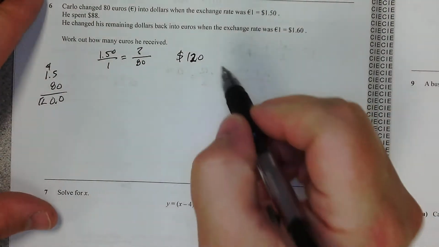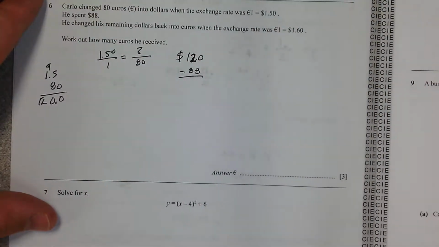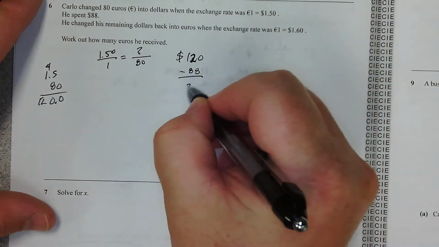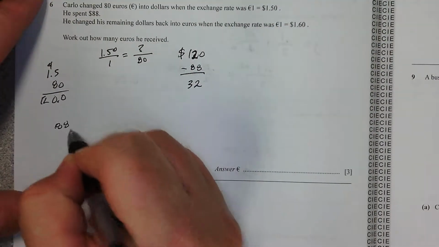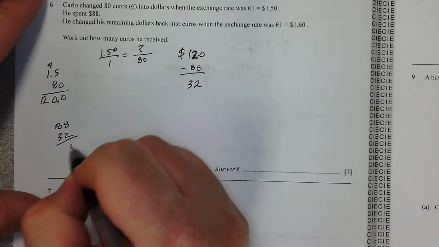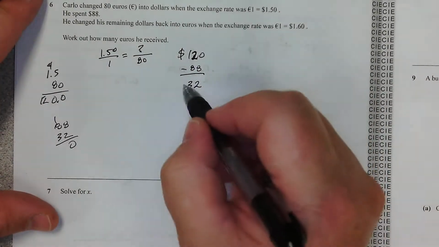All right, now, that's how much he had. So he spent $88, right? And so that's $32 left, I think. So let me make sure. 32, so no calculator test. Oh, look at that, 120. All right, so good. So he had $32 left.